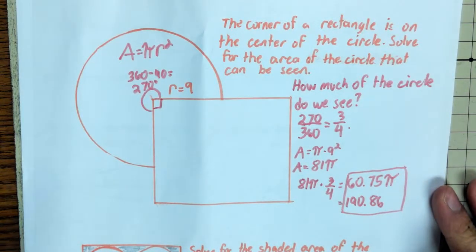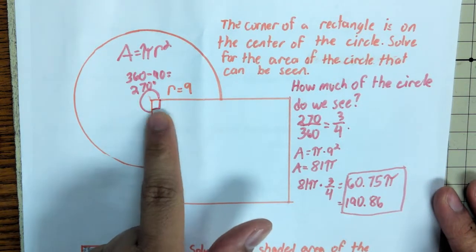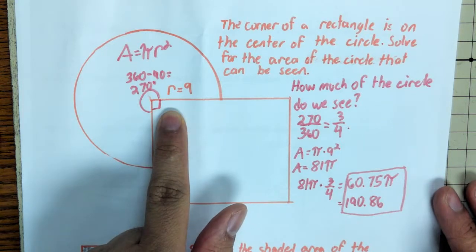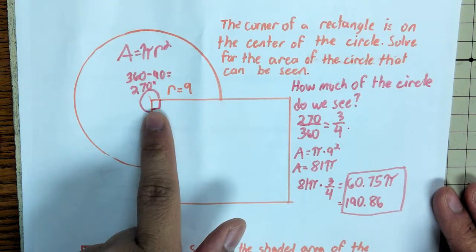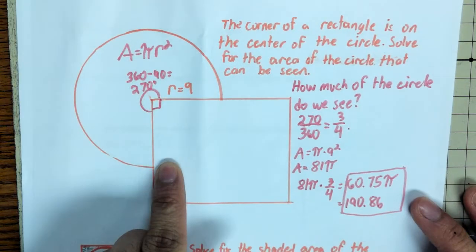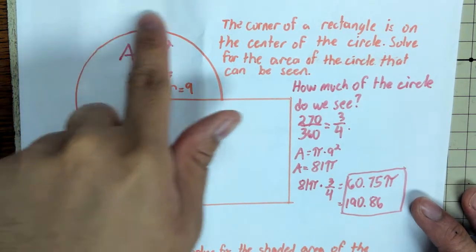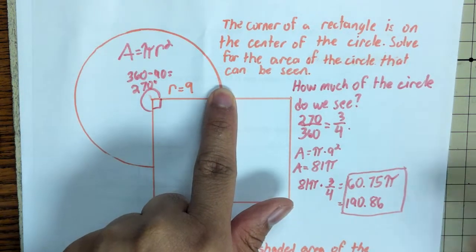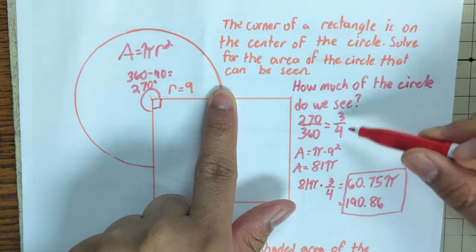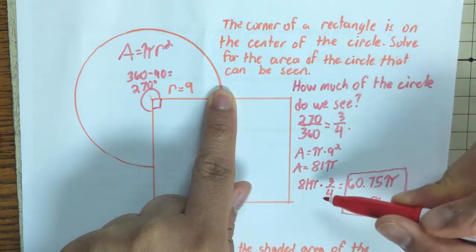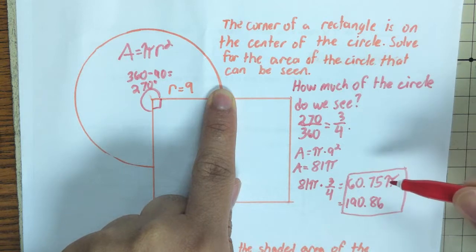Right, so the idea here is because this is a right angle, that lets us know we're covering 90 degrees of the circle, which means we only see 270 degrees of the circle, which is 3/4 of your circle. And we can take 3/4 of that circle to get my area.